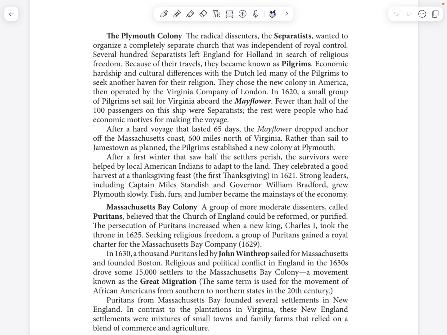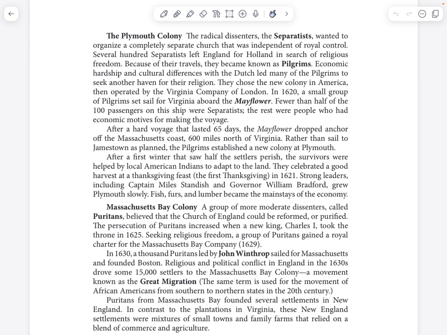The Plymouth Colony. The radical dissenters, the separatists, wanted to organize a completely separate church that was independent of royal control. Several hundred separatists left England for Holland in search of religious freedom. Because of their travels, they became known as pilgrims. Economic hardships and cultural differences with the Dutch led many of the pilgrims to seek another haven for their religion. They chose the new colony in America, then operated by the Virginia Company of London. In 1620, a small group of pilgrims set sail for Virginia aboard the Mayflower.